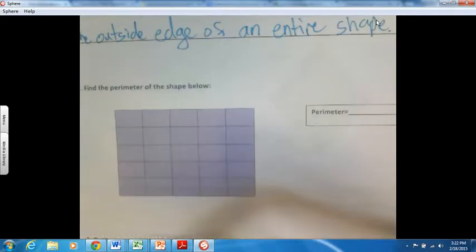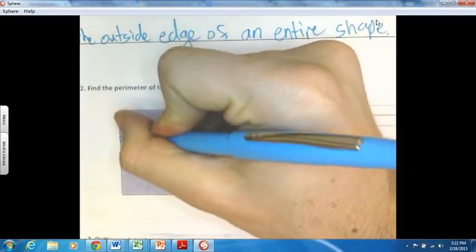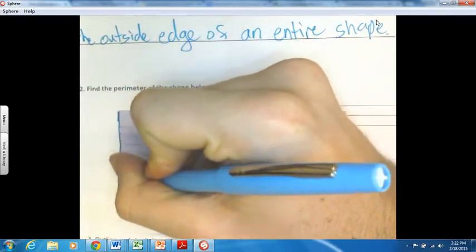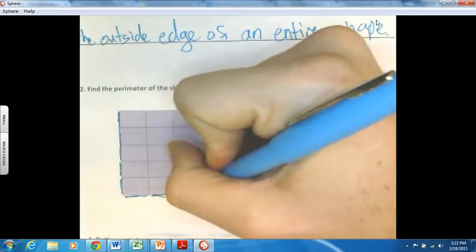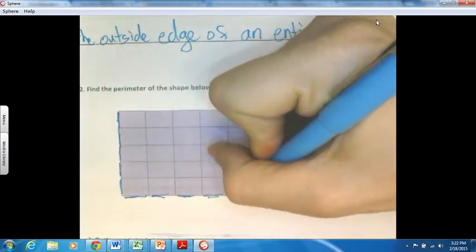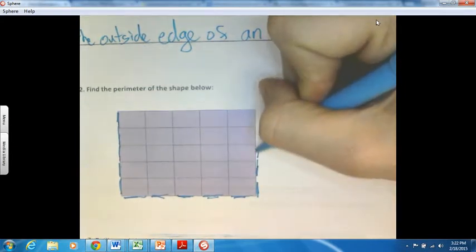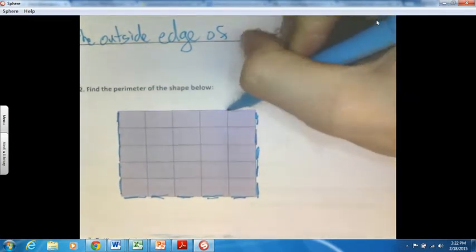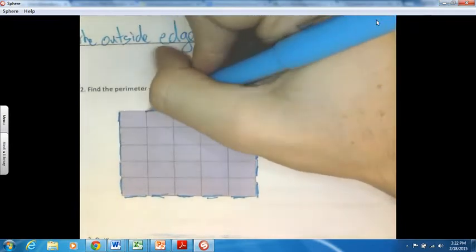Alright, number 2 says find the perimeter of the shape below. So I know perimeter is the outside edge. So I'm going to be counting how many units is around the outside. I don't care about the inside. I'm not counting the squares inside because that's going to tell me the area. I care about the outside.